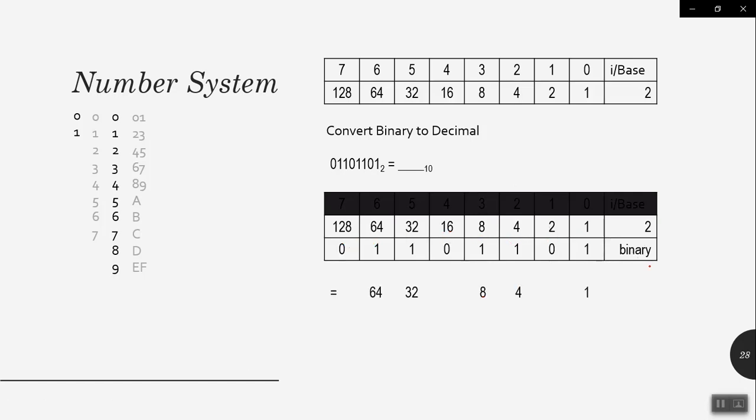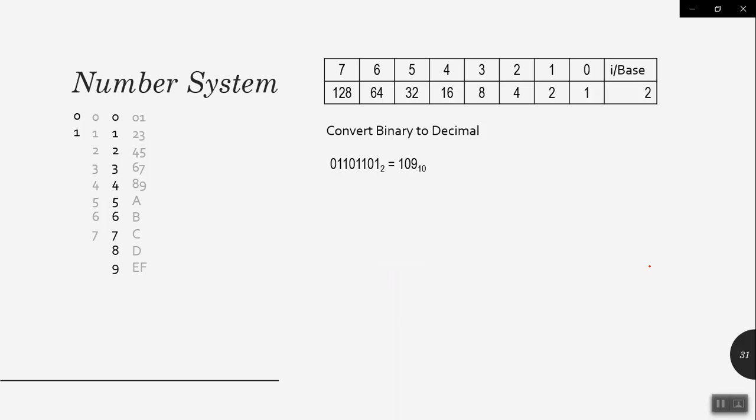So 1 times 1 is 1, 2 times 0 is 0, 4 times 1 is 4, 8 times 1 is 8, 16 times 0 is 0, 32 times 1 is 32, 64 times 1 is 64, and 128 times 0. We don't have to include all the values that have 0 because we're just going to add the values that we have obtained from multiplying these values. Even if we add those zeros, it will not have any effect on the result. So after adding this, we will get 109 base 10. And that's how we got our answer.